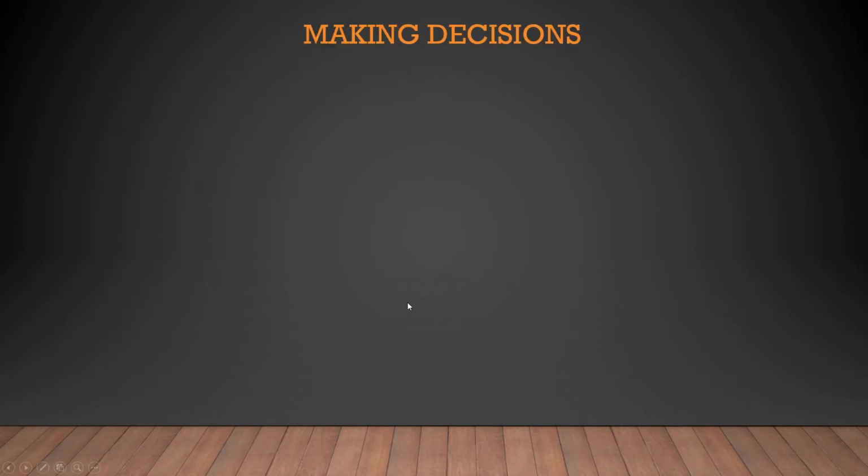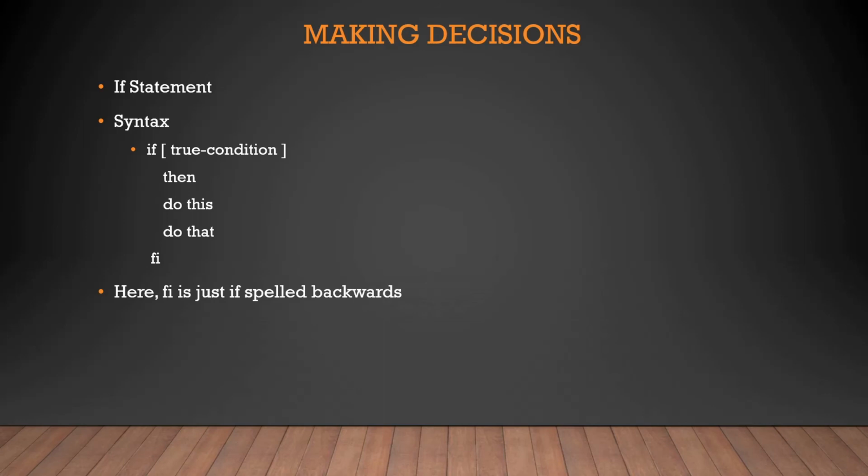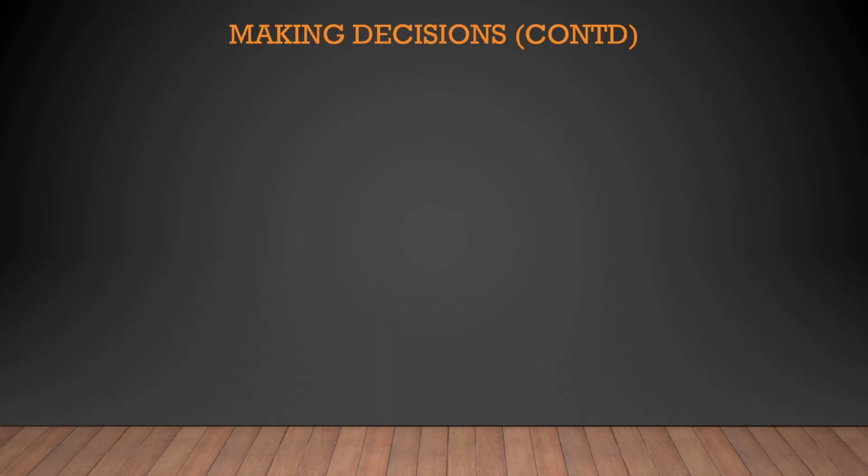So let's understand the making decisions part. The first thing would be the if statement. So what exactly is an if statement? Here's the syntax for this. The if checks whether there is a true condition or not. This condition is in the square brackets, which is the test. If the condition is true, then it executes the statements. So you can do this, you can do that. Then fi. Fi is just if spelled backwards, which is kind of understood as finish. I mean, you can say that.